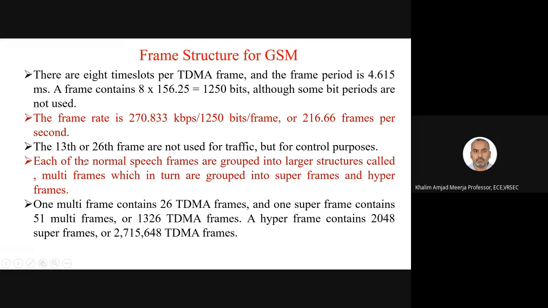The 13th and 26th frame are not used for traffic but are used for control purposes. Each of the normal speech frames are grouped into larger structures called multi-frames, which in turn are grouped into superframes and hyperframes. The multi-frame consists of 26 TDMA frames and one superframe consists of 51 multi-frames or 1326 TDMA frames. A hyperframe consists of 2048 superframes, or if you express that in terms of TDMA frames, it will be 2715648 TDMA frames.